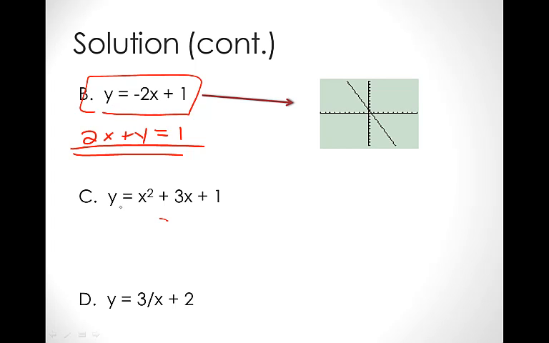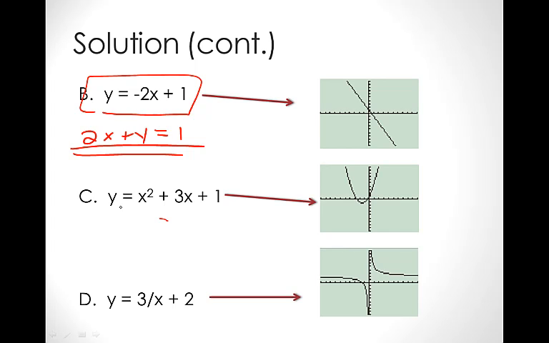How about part C? y equals x squared plus 3x plus 1. We get a nonlinear graph, right? So C would be nonlinear, and B would be linear. This is a parabola. And finally, D, we're dividing by x. We are not going to have a linear graph. So this again is a nonlinear graph.